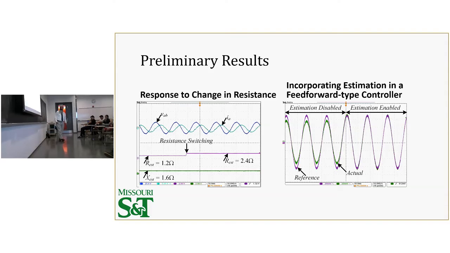So here's just a preliminary result. This one is we had some resistance and we switched the resistance, and we see that we can estimate the change in resistance. Still working on getting results on changing the reactance. And then here is, okay, so we use one of these methods that kind of feeds forward the parameter values. And if we just use like nameplate inductance and resistance, a feed forward method really doesn't work. It gets close, but it doesn't work. But then once you enable the estimation, we get good convergence.